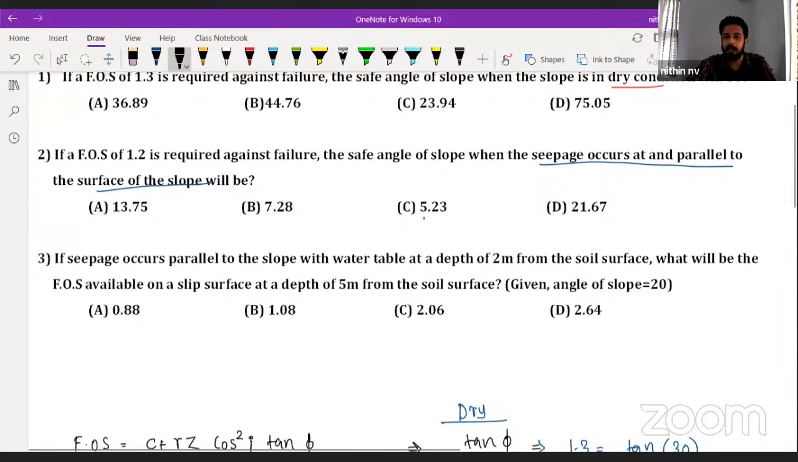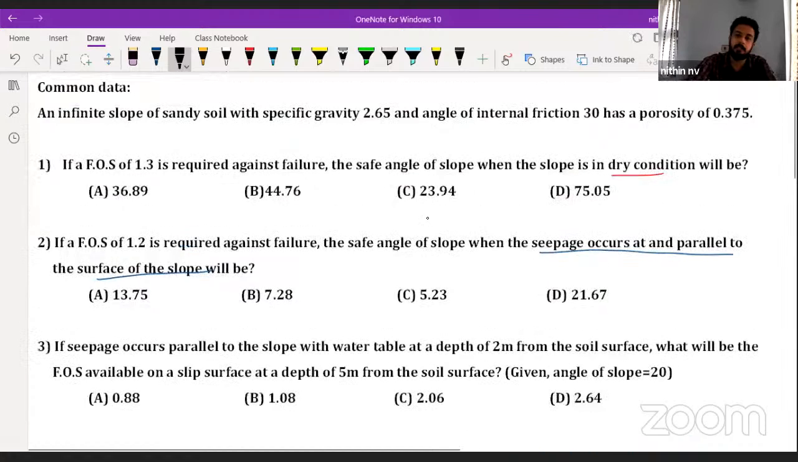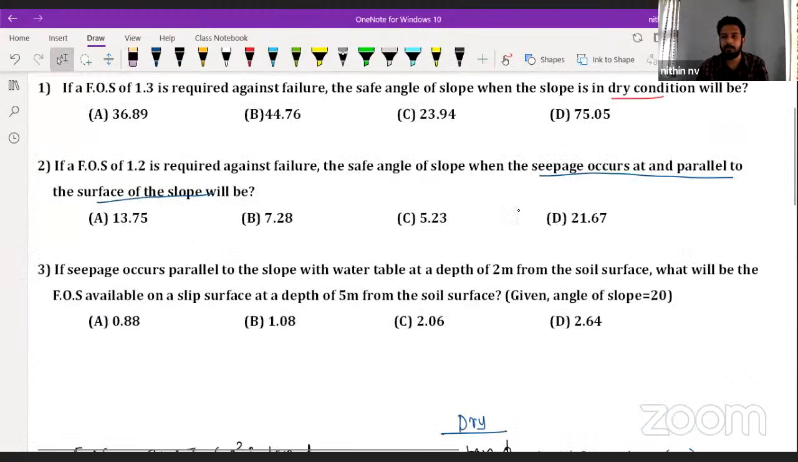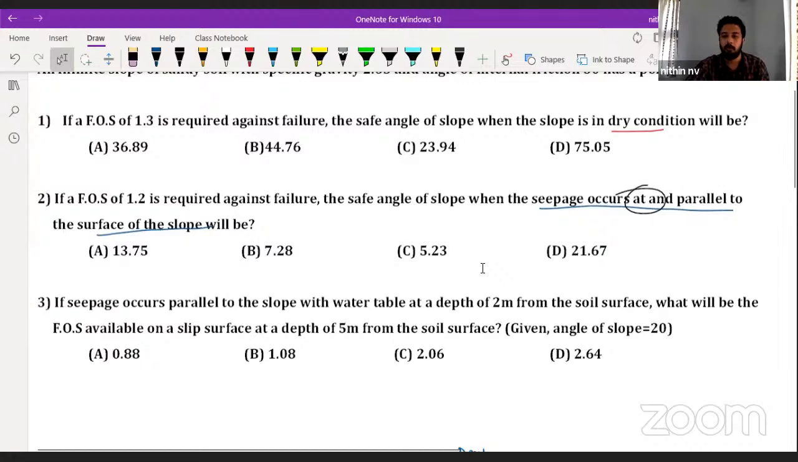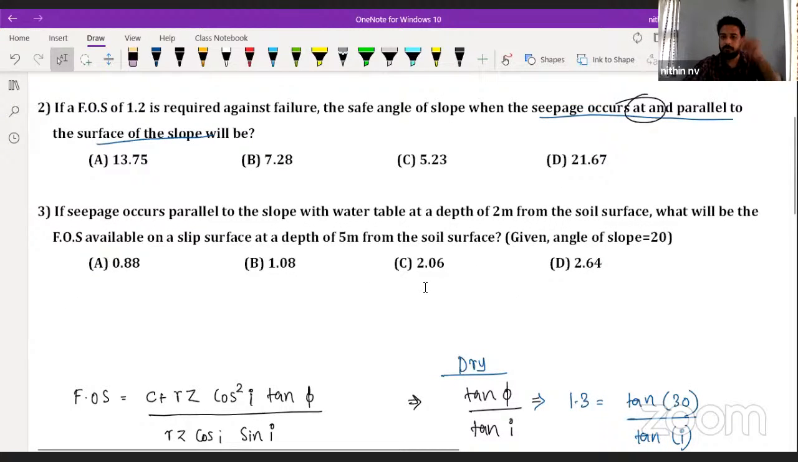Seepage occurs parallel to the slope with the water table at 2 meters from the surface. Previously they had told seepage at and parallel to the surface. At the surface seepage was happening, so completely it was under submerged condition. That's why we have taken the equation like that. Now we have the water table at 2 meters from the soil surface.